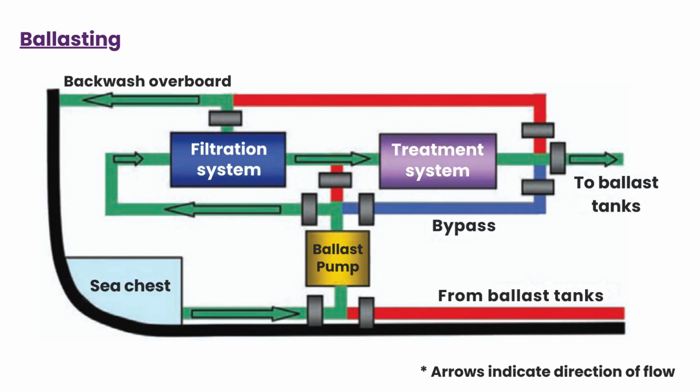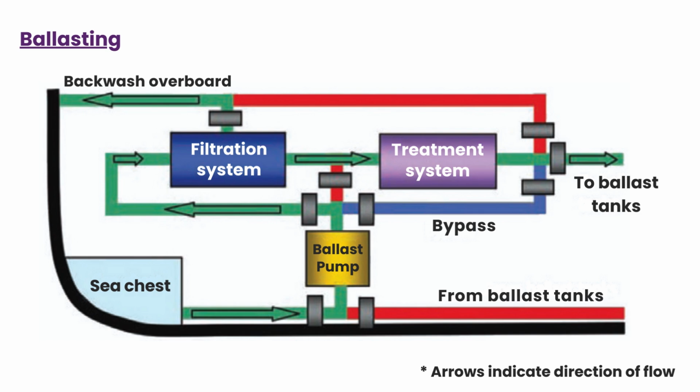Here what you see is the ballast water which is taken from the sea, coming into the ballast pump and going into the filtration system, where it is filtered, and further it goes through the treatment system and then to the ballast tanks. The backwash is again sent overboard, which is shown in green color. So only the filtration system we are going to cover here.